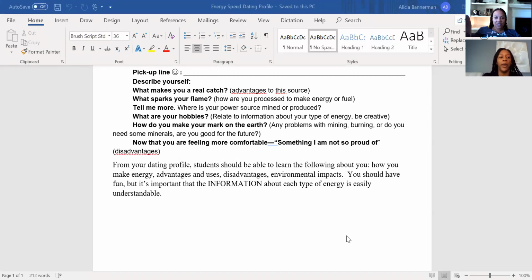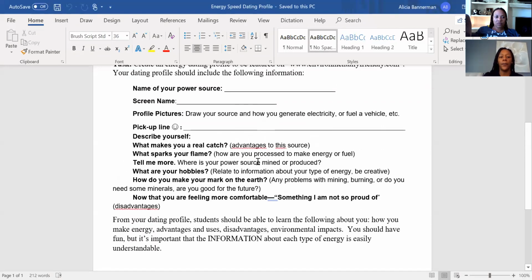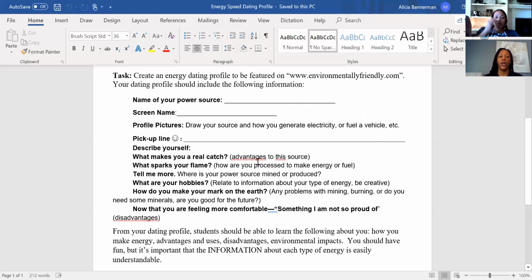Okay, so I have a question about the choices. So yes, the choices that we listed: solar, tidal, nuclear, wind, geothermal, hydroelectric, natural gas, biomass, coal, and petroleum. Those are all the energy sources that you can choose as your power source. So if you want to message me and let me know which one you want to choose for your project, I'll put it down. But you are free to choose any one of those as your power source to research. So you can pop me a message and tell me what you want.